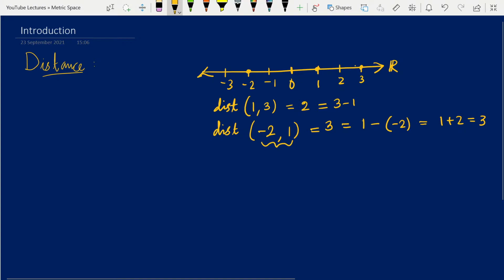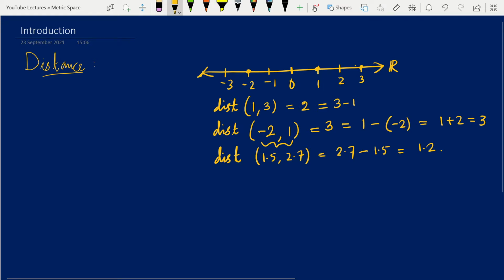This you have been taught in your lower studies. Similarly, you can find the distance between 1.5 and 2.7, and this distance is nothing but 2.7 minus 1.5, which is 1.2, right? So this is the distance. This fact you know about distance.